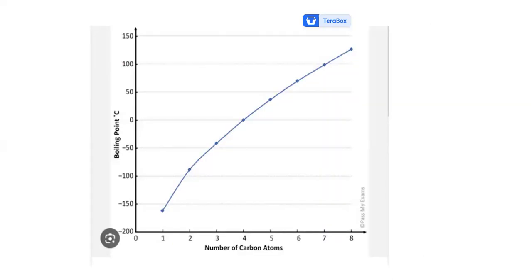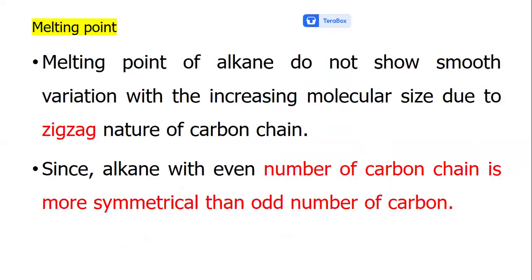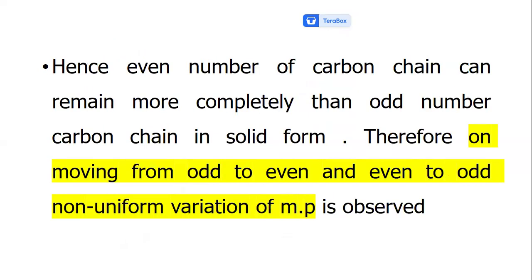This graph shows the boiling point of alkanes. Melting point: the melting point of alkanes does not show a smooth variation with increasing molecular size due to the zigzag nature of the carbon chain. Since an alkane with an even number of carbons is more symmetrical than one with an odd number, the even-numbered chain can pack more closely in the solid form. Therefore, moving from odd to even and even to odd, a non-uniform variation of melting point is observed.